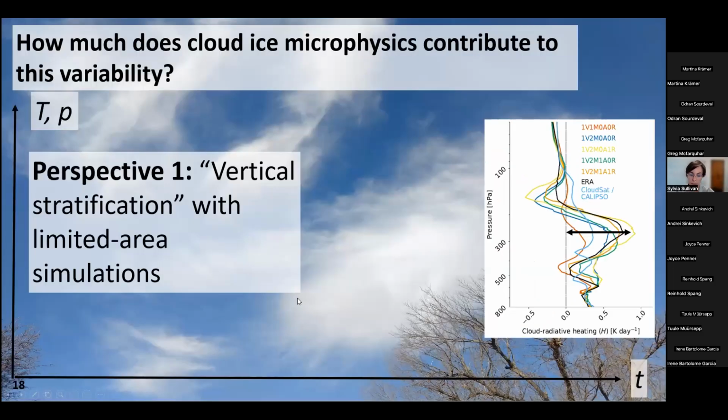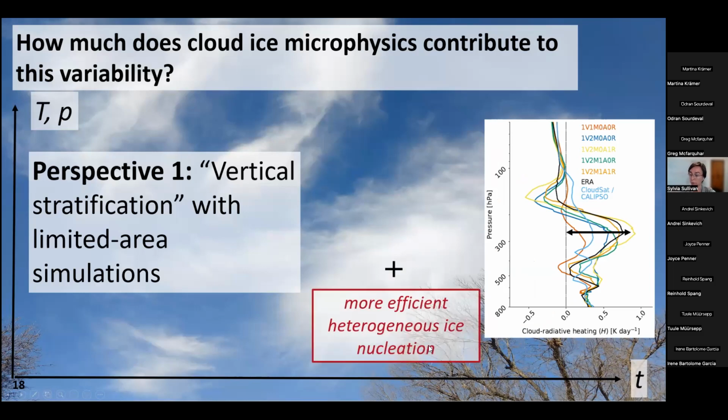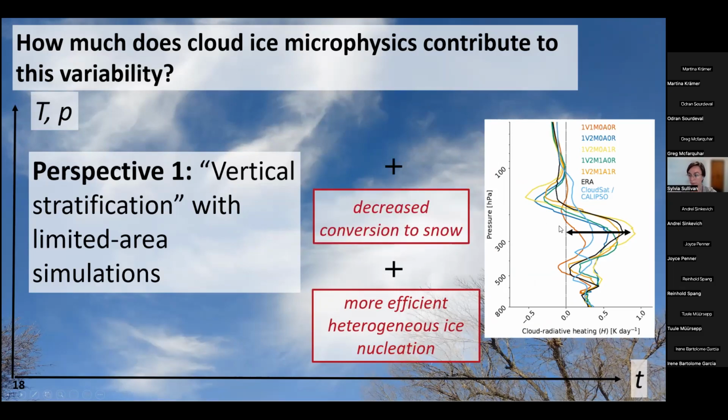So with that, I'll wrap up this first perspective and say, in these limited area simulations in the tropics, we see this 4-fold difference in the maximum cloud radiative heating. And we can give a vertically stratified recipe for larger cloud radiative heating that involves more efficient heterogeneous ice nucleation at low altitudes, decreased conversion to snow at the middle altitudes, and these microphysical dynamic feedbacks that promote homogeneous nucleation at the uppermost altitudes.